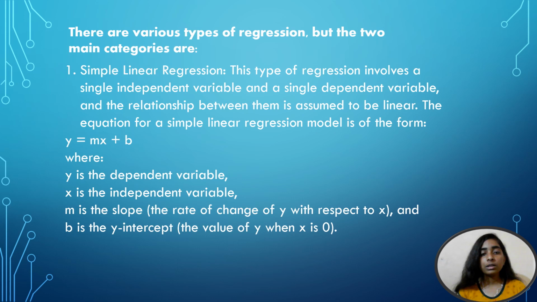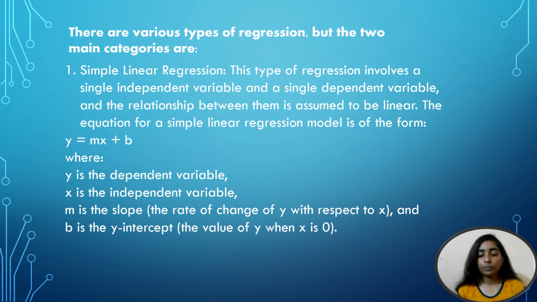The equation for a simple linear regression model is of the form y = mx + b, where y is the dependent variable, x is the independent variable, m is the slope, the rate of change of y with respect to x, and b is the y-intercept, the value of y when x is 0.